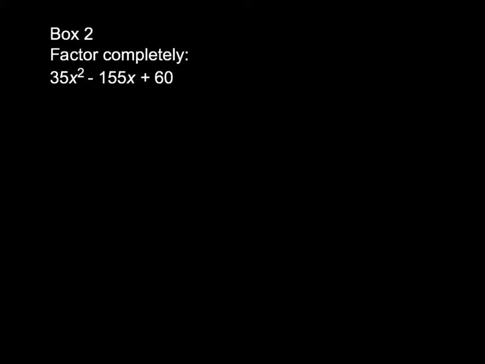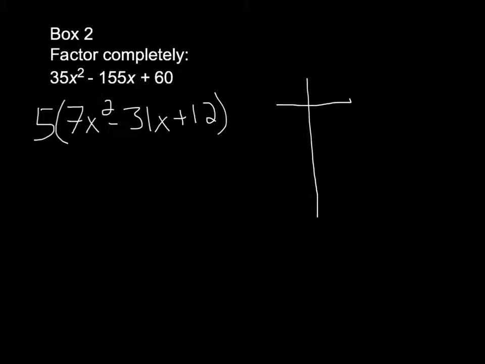So if I factor out a 5, I get a 5 outside the parentheses, and we get 7x squared. 155 divided by 5 is 31x, and plus 12, because 60 divided by 5 is 12.